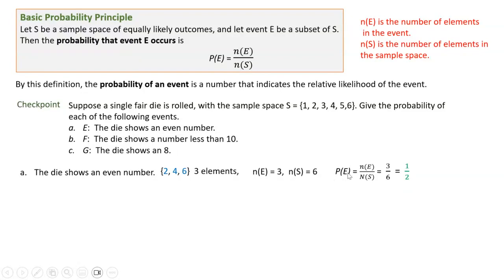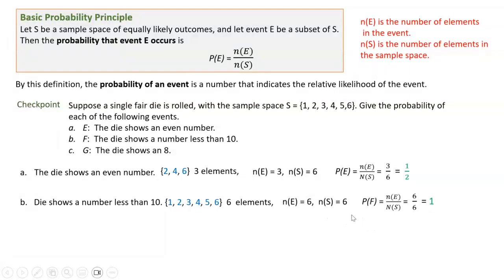Right? This is my definition. The probability of an even number: there are 3 even numbers and the sample space is 6, so the answer is 1/2. The die shows a number less than 10, so it's going to be 6 over 6, right? Because all these in the sample space are less than 10, so the answer will be 1.